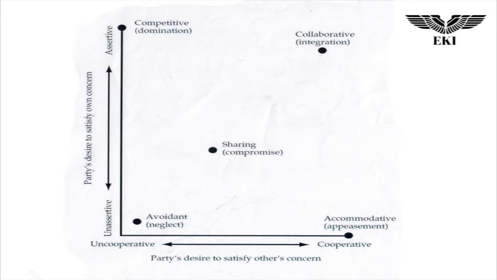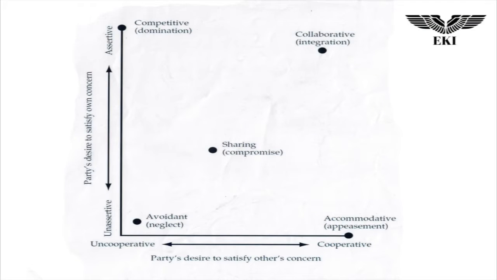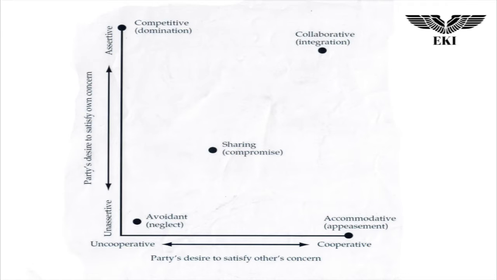So on the y-axis, you have unassertiveness to assertiveness. Here, parties involved in conflicts desire to satisfy their concern. And on the x-axis, parties desire to satisfy others' concern by giving of their interest. Which is why on the x-axis, you have the uncooperative nature to a point of cooperation. With that, we can plot a graph according to the party's desire to satisfy own and others' concern.